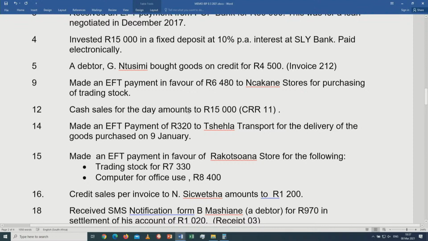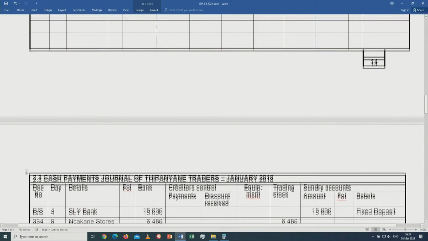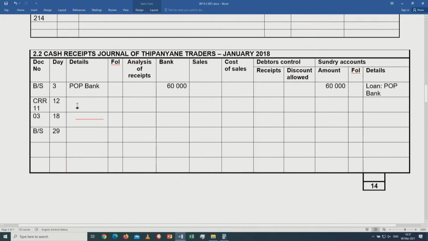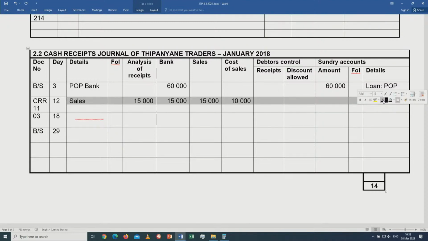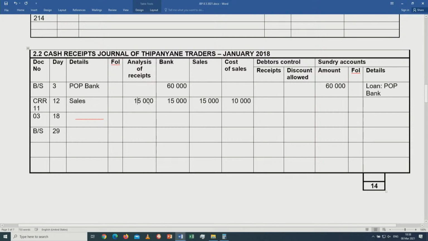Cash sales for the day amounted to 15,000. So you have done the sales for the day, and they were cash. So you have received money. Therefore, you need to record it where? Under the cash receipts. Therefore, you look for your cash receipts on the 12th. Your cash receipts will look like this. Sales for how much? 15,000. And the bank, what should you put in your bank? The 15,000. And then what was it for? It was for the sales.